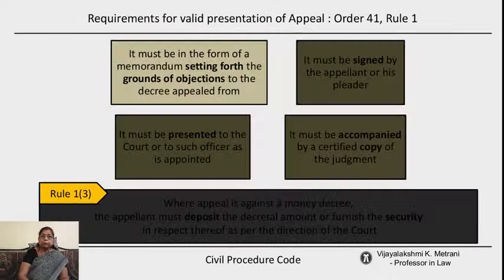Now, what are the requirements for a valid presentation of appeal? First of all, Order 41, Rule 1 says that these are the conditions which should be specified. That is how you are going to put it before the court.